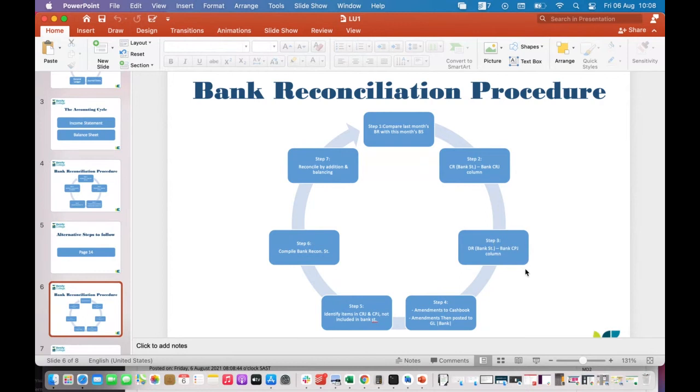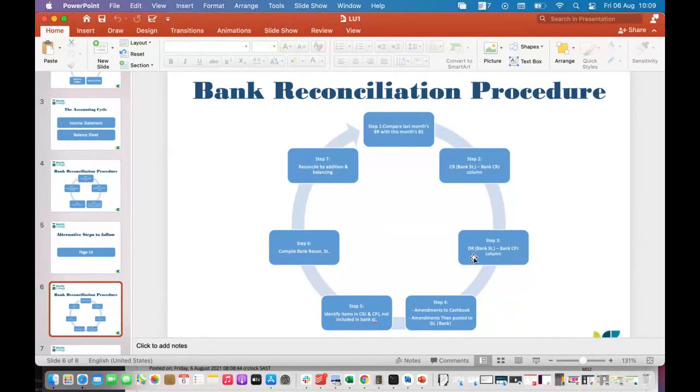Then step number three, we're looking at the cash payments journal this time, looking at the bank column in the cash payments journal, and we're saying, are there amounts there, payments that we made? Remember, it's the cash payments journal that we don't see in the bank statement on the debit side of the bank statement. Okay.